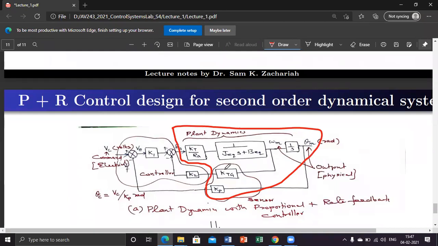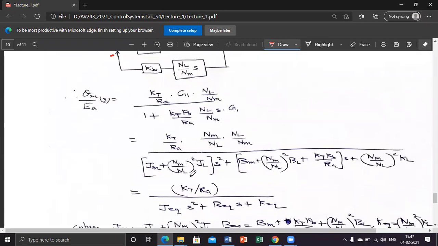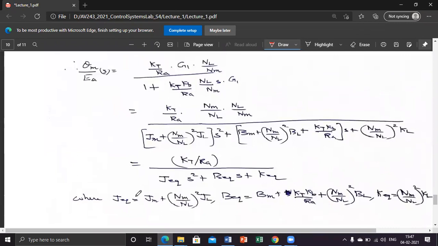And we have the tacho generator connected and the potentiometer connected, giving the output. Now the requirement is you have to get a desired dynamics. If you look at this dynamics, there are 2-3 problems. One is we would like to have a specific dynamics for the denominator. We have to change at least 2 coefficients. Then there will be a scale factor problem, KT by RA. So we have to modify this.